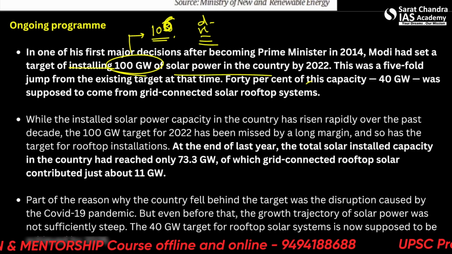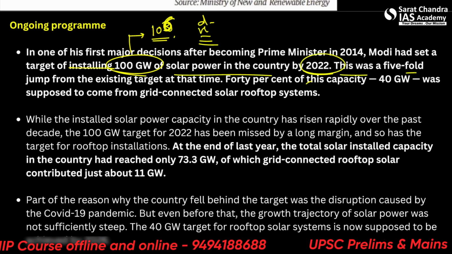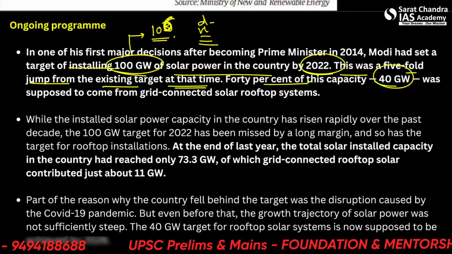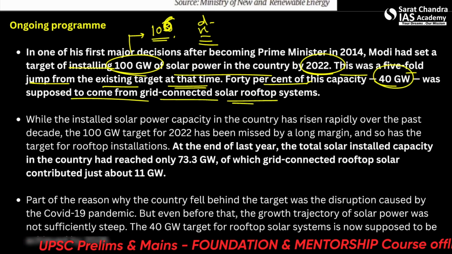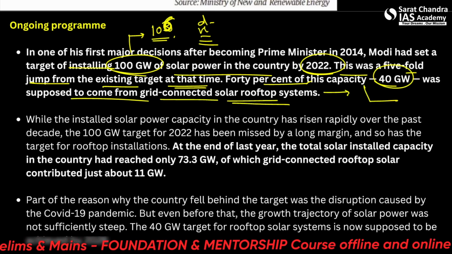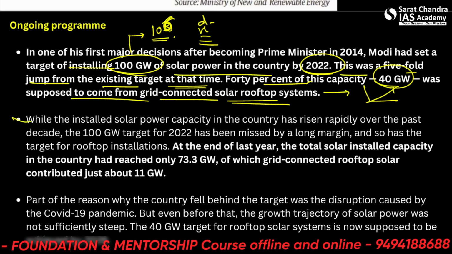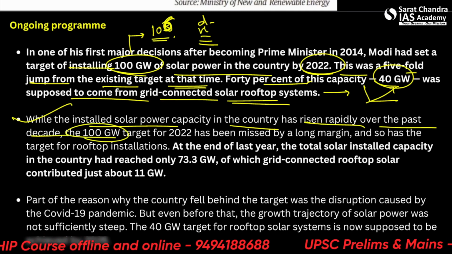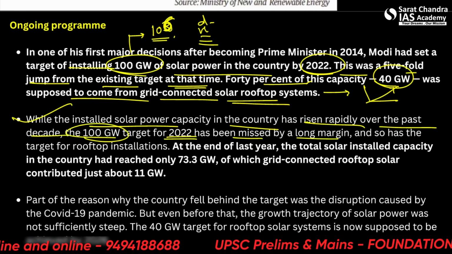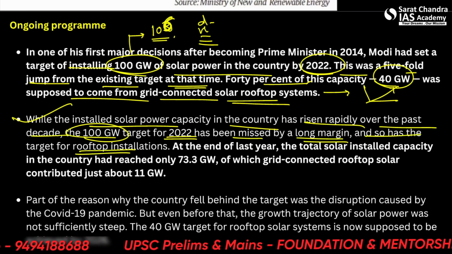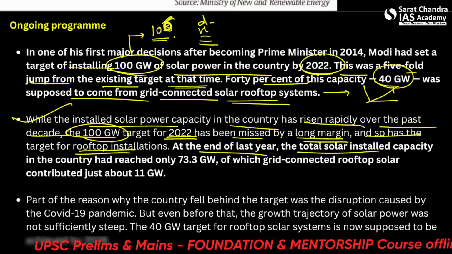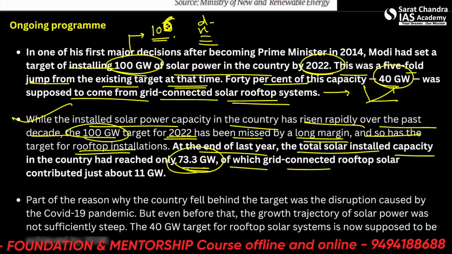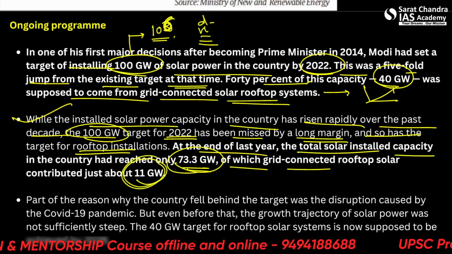Okay, so it's 100 gigawatts of solar power in the country by 2022. Now this was a 5-fold jump from the existing target at that time. 40% of this capacity, that is 40 gigawatt, was supposed to come from grid connected solar rooftop system. So this is what we are talking about. This has been given a fresh push. So while the installed solar power capacity in the country has risen rapidly over the past decade, the 100 gigawatt target for 2022 has been missed by a long margin, and so has the target for rooftop installation. At the end of last year, the total solar installed capacity in the country had reached only 73.3 gigawatt, of which grid connected solar rooftop only contributed 11 gigawatt. So we need a fresh push.